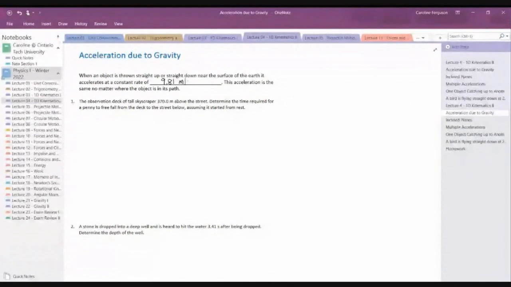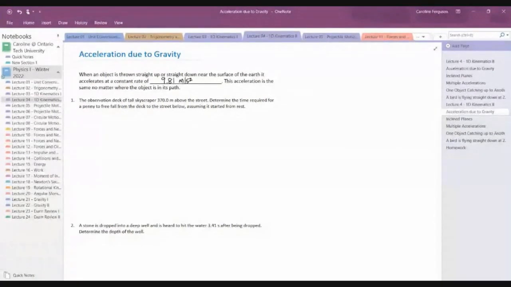9.81 meters per second squared. All right, so let's do some of these questions here. As I was mentioning, when you know that the only force acting on the object is the force of gravity, then the question will not tell you what the acceleration is. You just need to assume that it's 9.81 meters per second squared. Now, what happens if the object is thrown up into the air and it's on its way up? What is the acceleration? Negative 9.81.